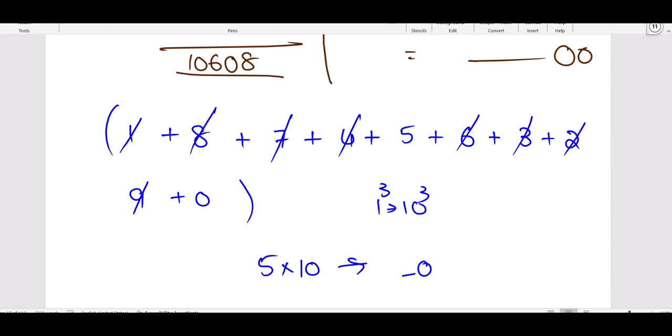I don't want a formula. If they ask up to 10 cube, 5 will come. If they ask up to 20 cube, then what should be answered? 1 cube, 2 cube, so on up to 20 cube. What should be the answer? 0. 1 cube to 10 cube, 5. 11 cube to 20 cube, 1 more 5. 5 plus 5, units place 0.